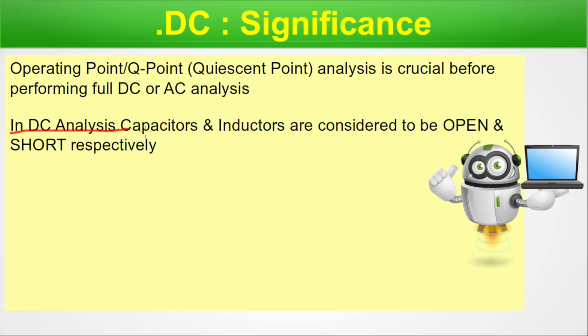In DC analysis, capacitors and inductors are considered to be open and short respectively, as we also talked about in the last slide, because inductance is associated with AC only and capacitance is also associated with AC only. If it is DC, the capacitor will be open and the inductors will be short. So that is the assumption that we take when we do the DC analysis.